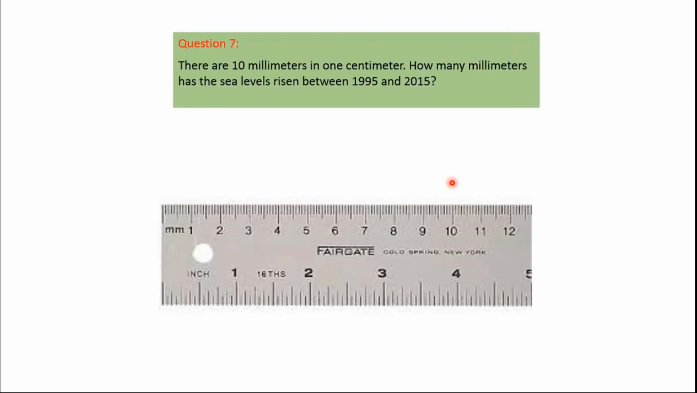So that's 10 centimeters, or 100 millimeters. Question 7, there are 10 millimeters in 1 centimeter. How many millimeters has the sea level risen between 1995 and 2015? Well, we know that our answer was 7 centimeters on our answer sheet, and 7 centimeters is here, and that would be 10, 20, 30, 40, 50, 60, 70 millimeters. So 7 centimeters is the same thing as 70 millimeters.